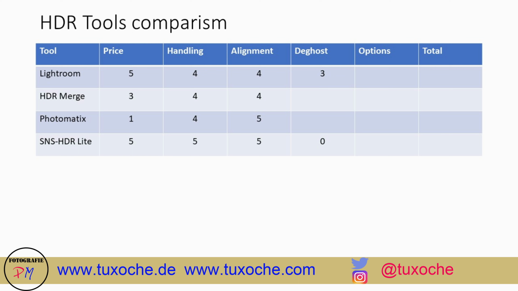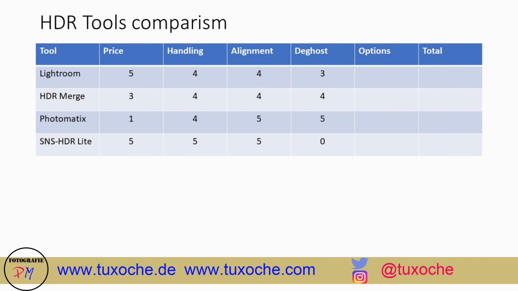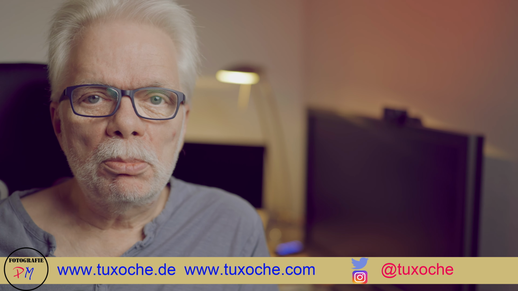removing ghost effects in the different HDR images, and Luminar NEO or the HDR module gets 4 points in this category because it has 4 different settings for removing ghost effects. And last but not least, Photomatix gets 5 points because you have no fixed settings for removing ghosts. It's a slider from 0 to 100, and you can determine very precisely which setting will be the best for your HDR image. Now we get to the possible options.